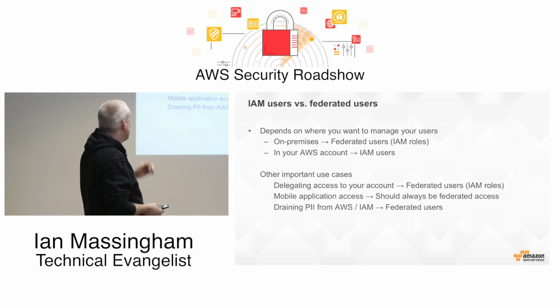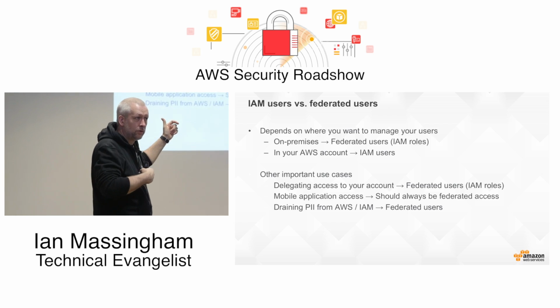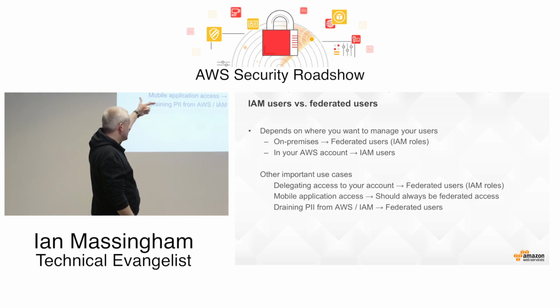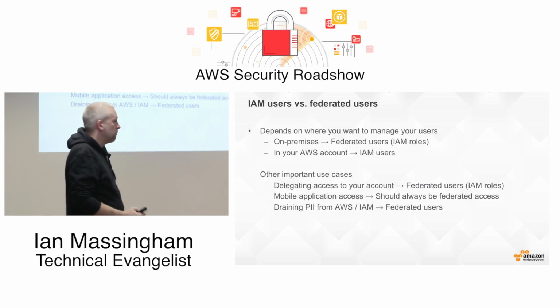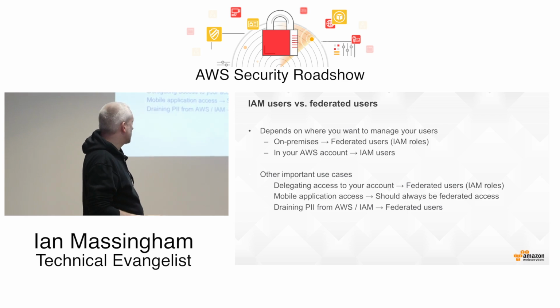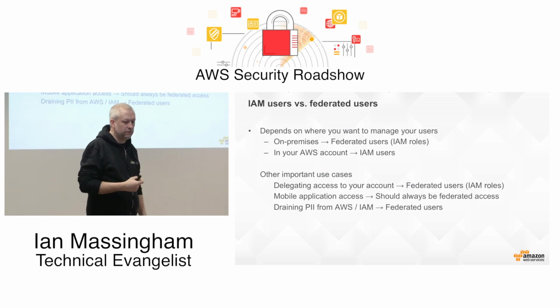Okay. There are other important use cases as well. So, as I discussed, delegating access to my account to other users. My friend over here who wants to deposit data with me. So that's this federated users model where he's going to temporarily assume a role in my account. Okay. Mobile application access. We're going to return to that in a second because it's a very interesting use case. And then lastly, draining personally identifiable information from AWS.